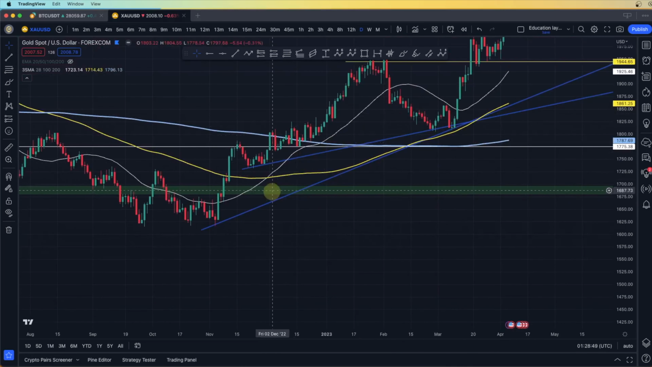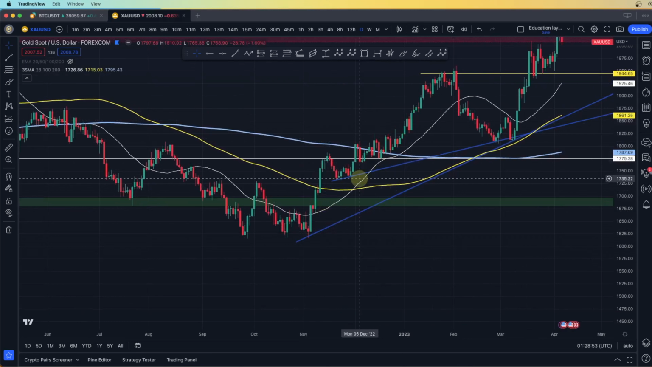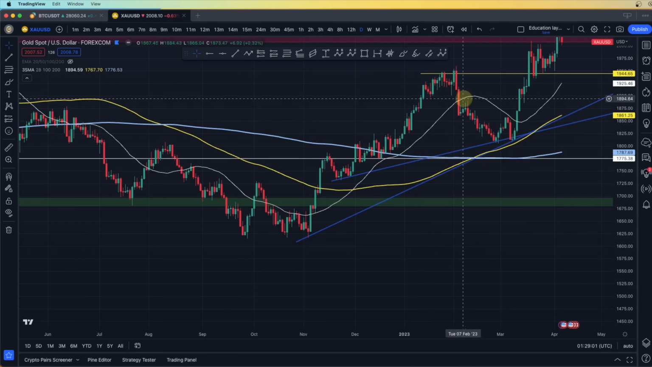As you can see here, under this area we have one sharp move up, and then when the market lost the moving average 28, we have a sharp move down. We have a kind of correction. We can't call it a sharp move down, but we have a big correction.